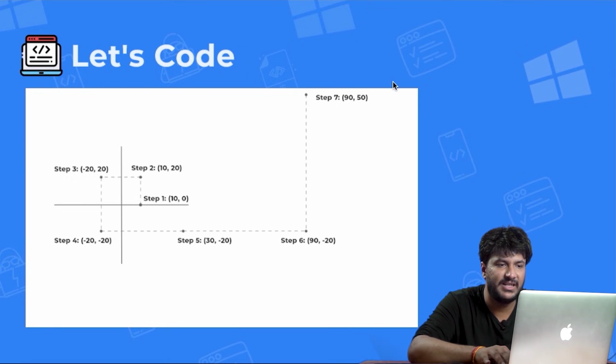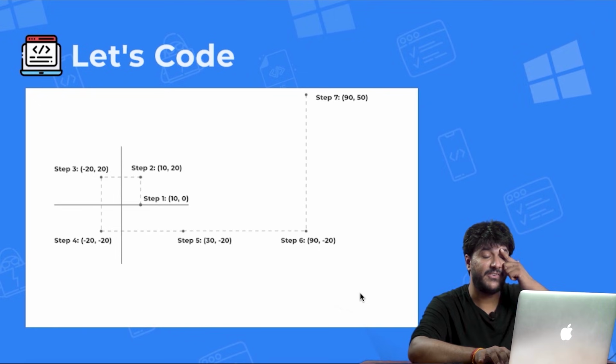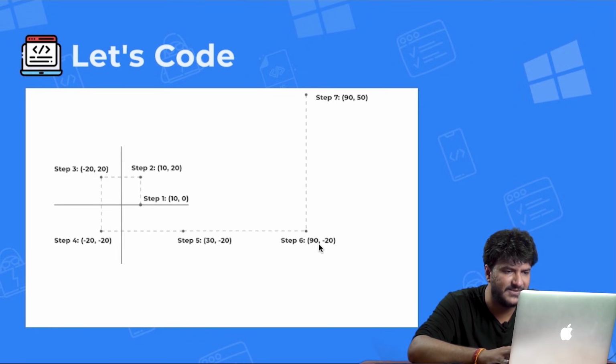Right. So moving on, if we check the test conditions here, expected output is 90, minus 20. Right. 90, 50. In fact, I have written it incorrectly there. So sorry, 90, minus 20 is for step 6.